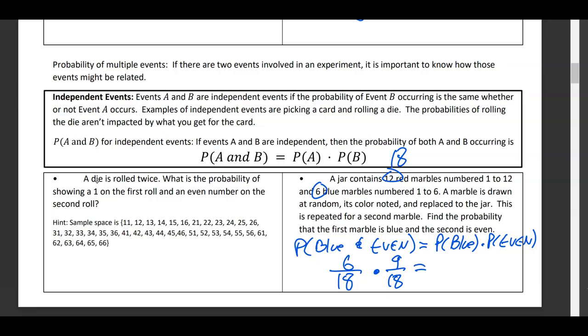And then we can reduce this. See, 9 goes into 18 twice. 2 goes into 6 3 times. 3 goes into 18 6. Oh, 1/6. It all ends up being 1/6.